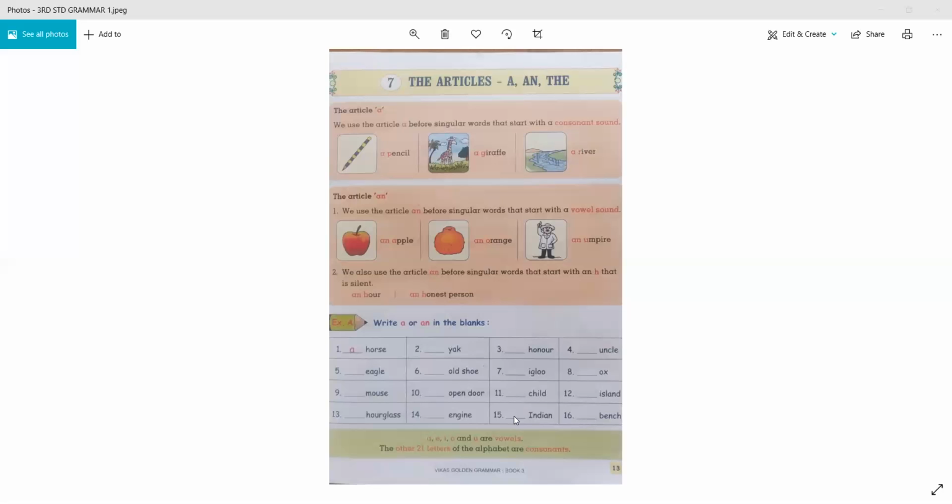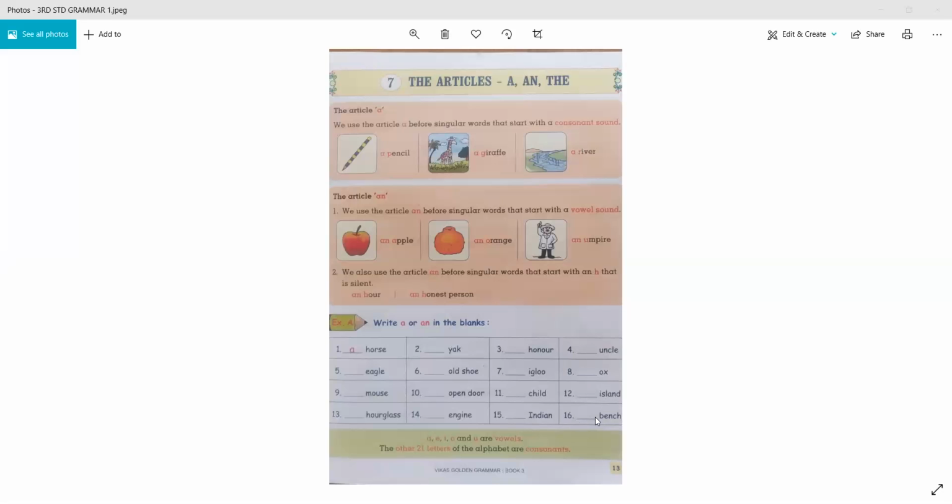Why am I putting an here? Because A, E, I, O, U are vowels. These are vowels. Okay. So here I also is a vowel. An uncle. An uncle. An ox. An island. A bench. Understood? These are the articles a and an.